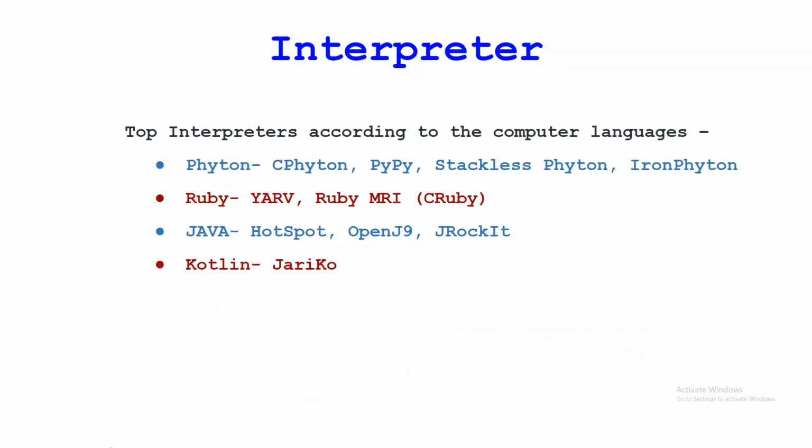And these are the interpreters. I have just listed some interpreters for Python, for Ruby, for Java, and for Kotlin. So these are the languages, and these are the interpreters. Right? Any doubt in the compiler and interpreter?